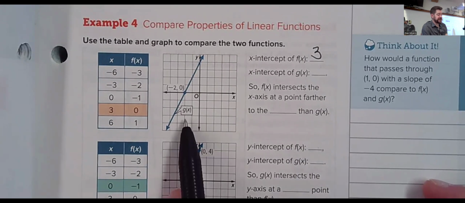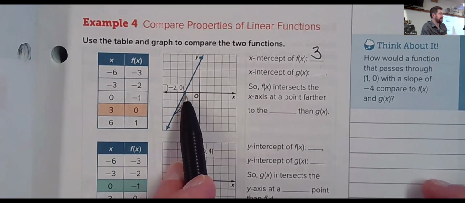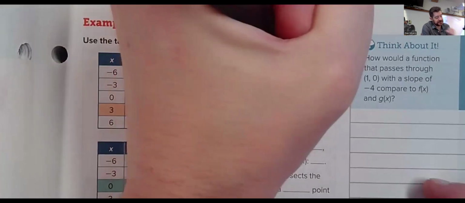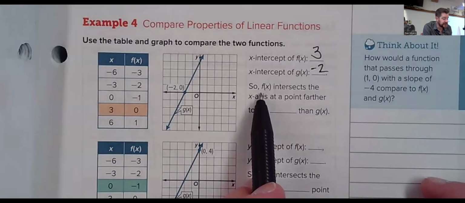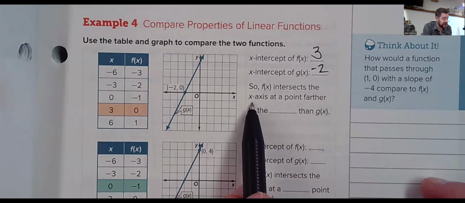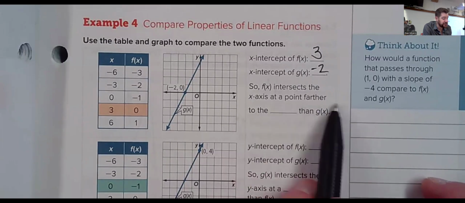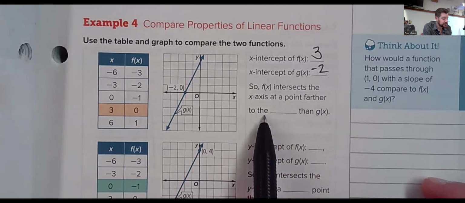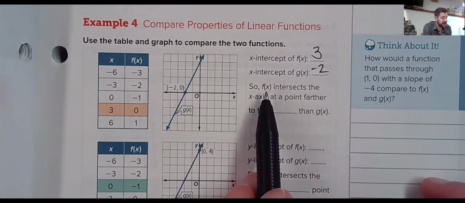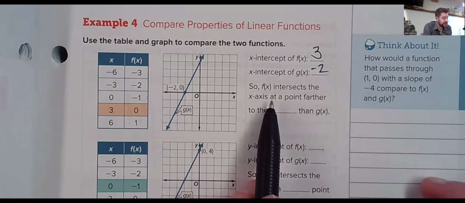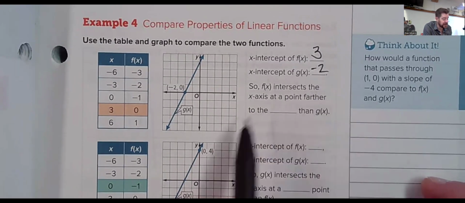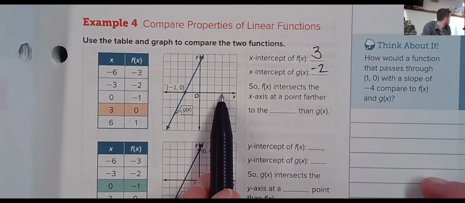This function here, where does it cross the x-axis? What's the x value of that? -2. All right, so the x-intercept of g of x is -2. So f of x intersects the x-axis at a point farther to the... So f of x at 3, g of x at -2. So if we were to put f of x on a graph, it would cross at 3, which is here.